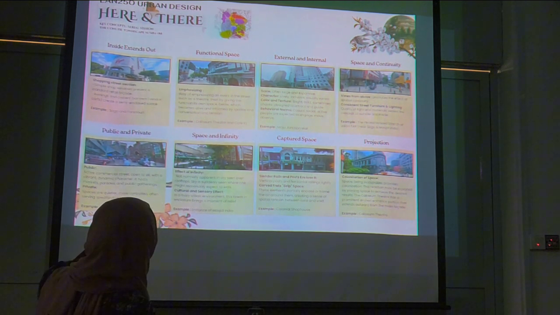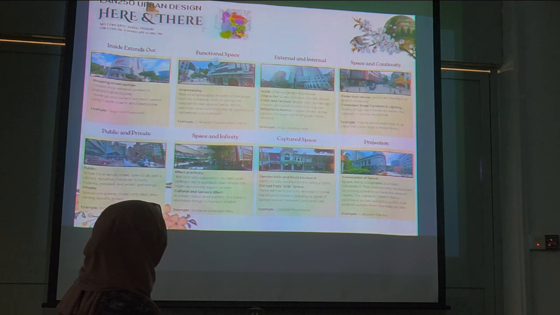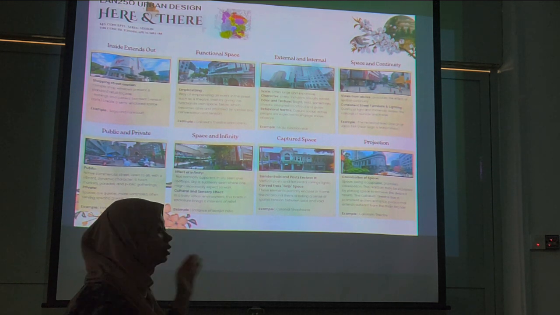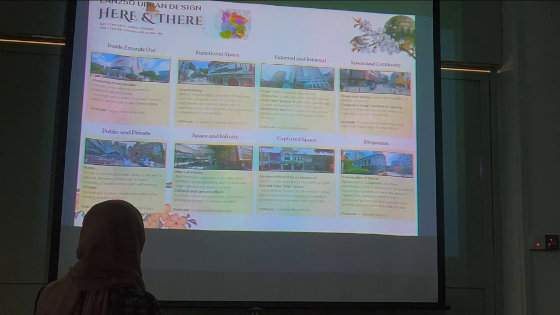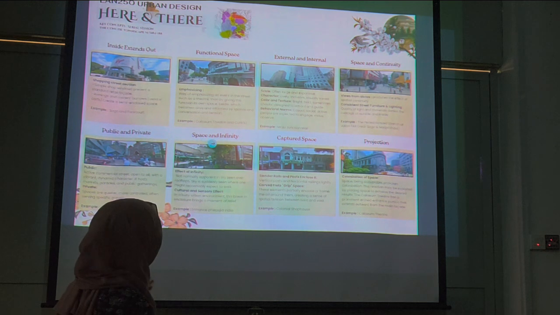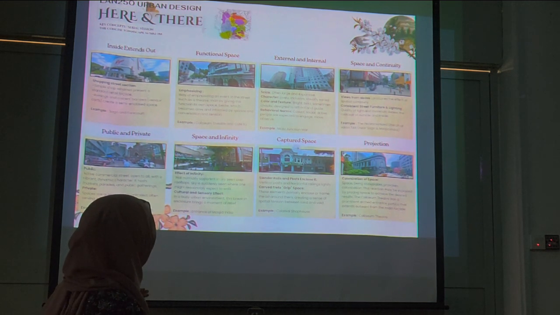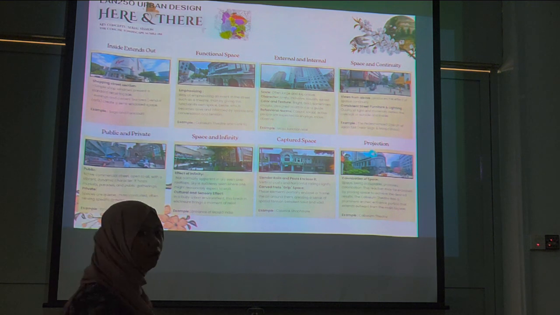So first we have inside, extends out. Second we have functional space. Third we have external and internal. Fourth we have space and continuity. Fourth we have public and private. And five we have space and infinity. Six we have captured space, and the seventh one we have projection. So I will just summarize.